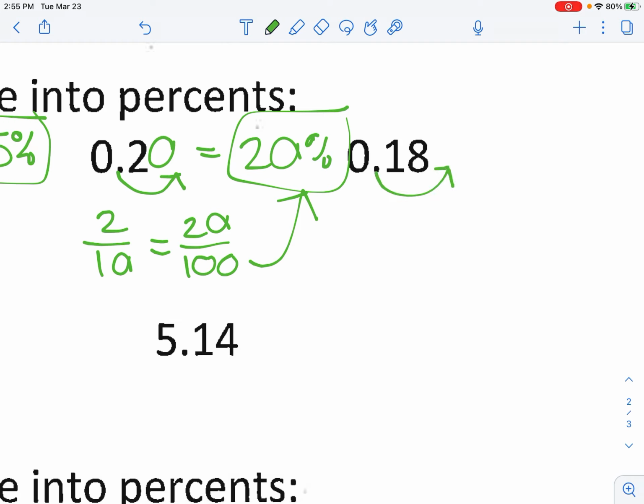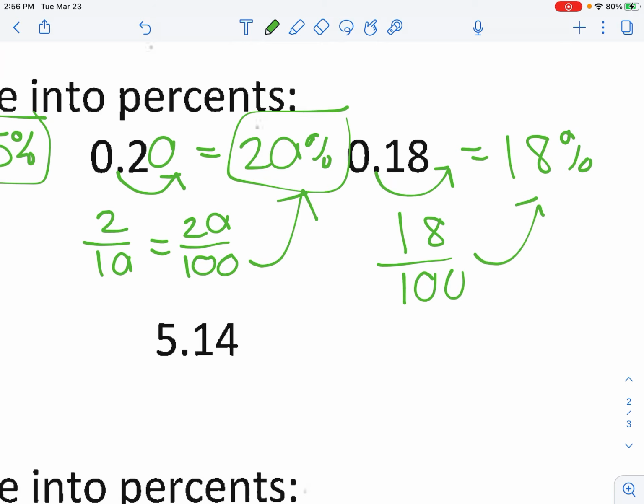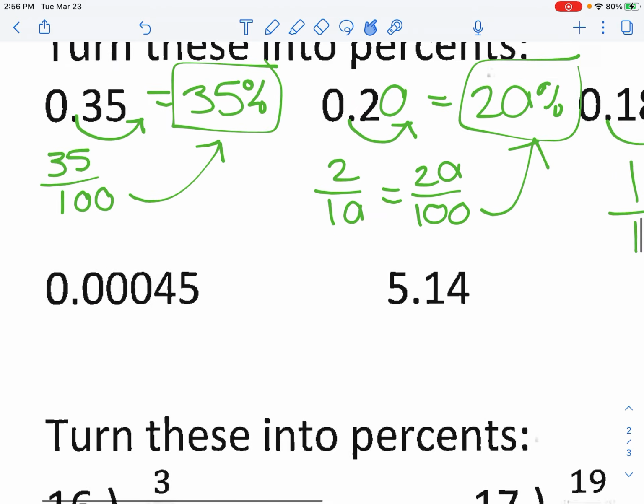Method 1, slide your decimal 2 places to the right. That's 18%. Or you can read that decimal as 18 hundredths. Since a percent is out of 100, 18 hundredths equals 18%.